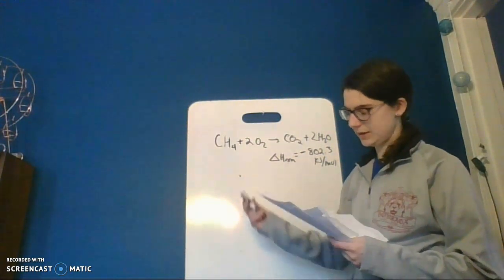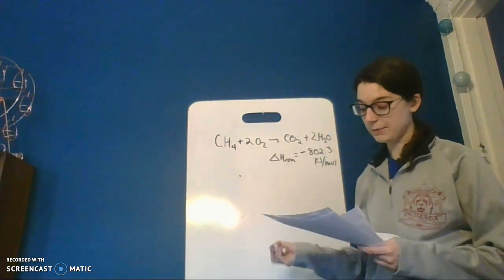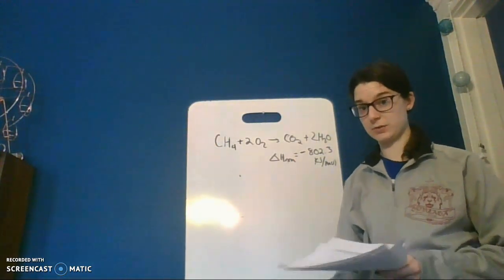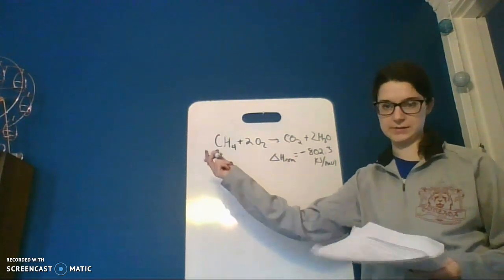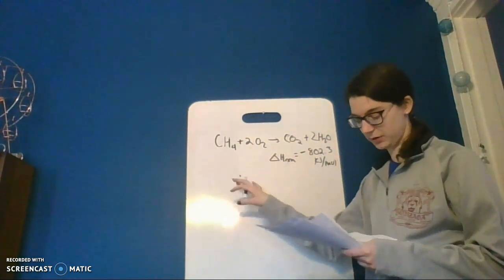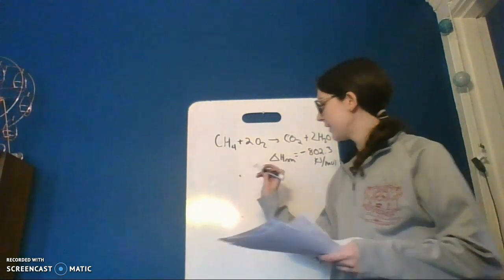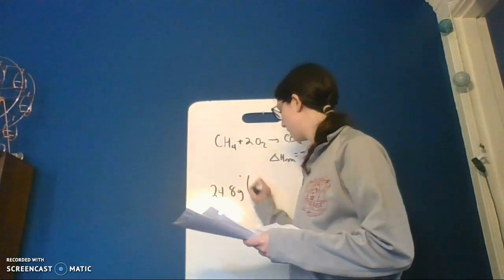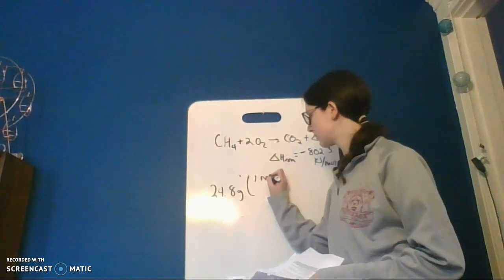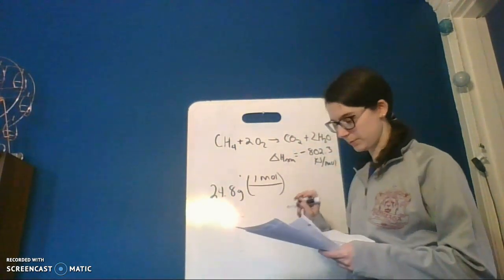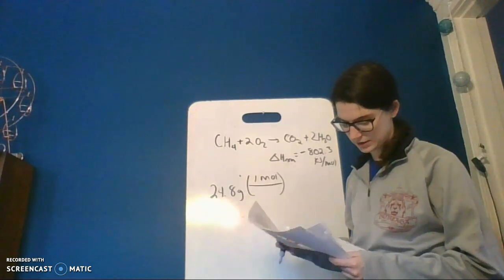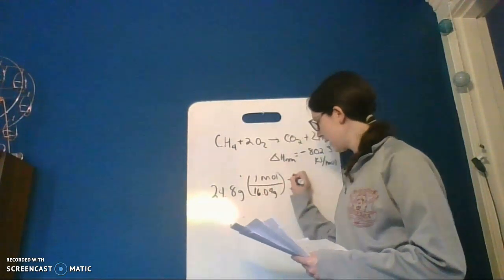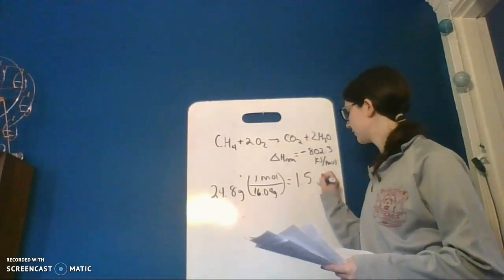But we didn't necessarily react 1 mole. We reacted 24.8 grams of methane. So the first thing we have to do is figure out, well, how many moles is that? Because our chemical equation is in terms of moles. So we're going to take 24.8 grams and divide by the molar mass. So 1 mole over the molar mass of methane, which is 16.04 grams. And you get about 1.5 moles.